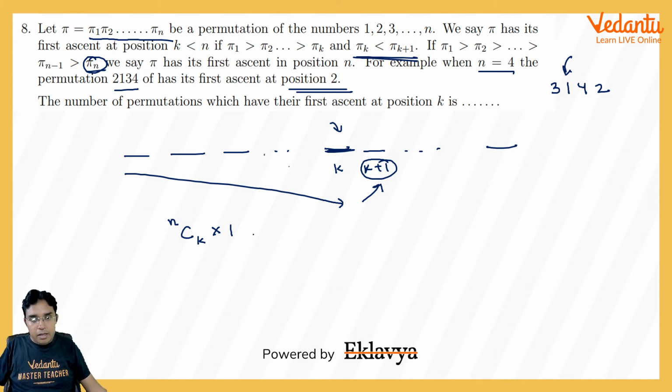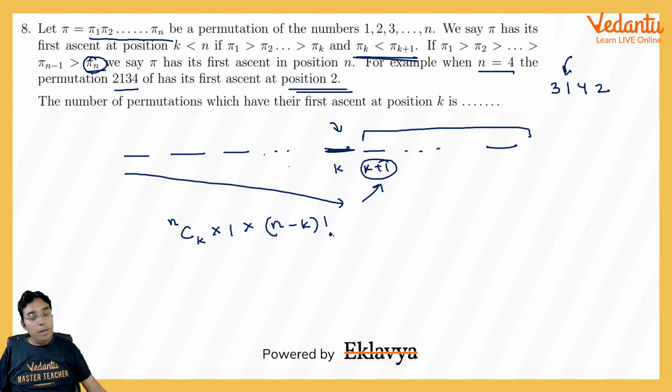Okay, then I will be left with n minus k numbers here, and I can place them in any order of my choice in n minus k factorial ways. But you will argue that this will not make sure that my first ascent is at the kth position. So to make sure of that, what I am going to do, please listen carefully.